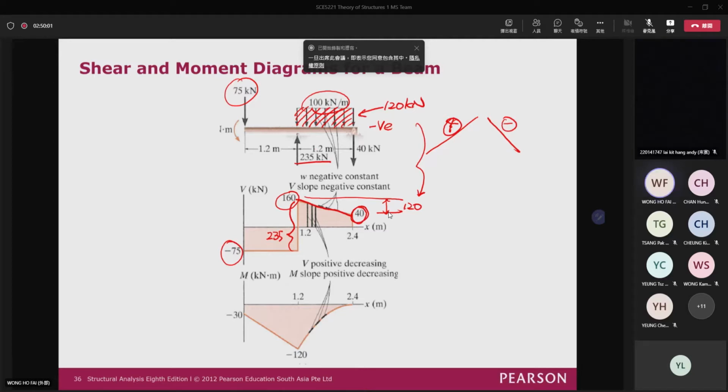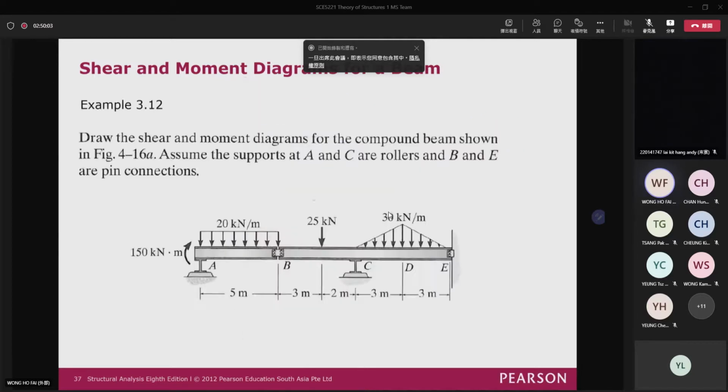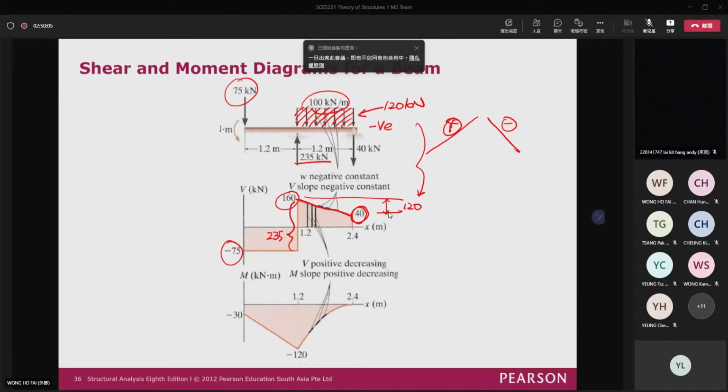And then your bending moment is actually a positive value, and then you go back to 0. Okay. So that's actually the way how you can find the shape of your bending moment diagram. Okay. Do you agree?